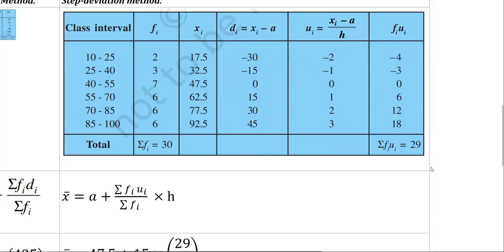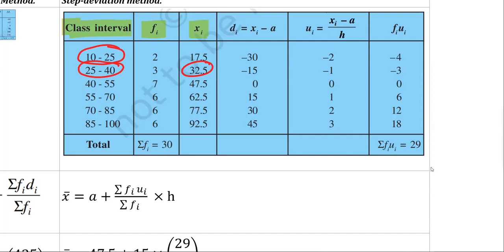Like the previous two methods, we have written the class interval, which is the same here, the frequency, and the class mark, which is the middle value. Once again, recall what xi is here. Xi is obtained as the upper limit plus lower limit divided by 2. Similarly, 40 plus 25 divided by 2 will give you 32.5.